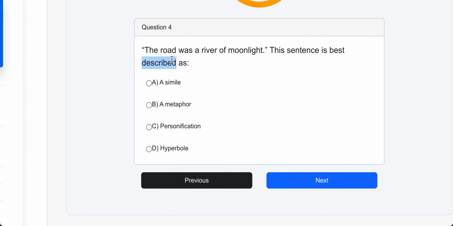So let's go on to question number 4. The road was a river of moonlight. This sentence is best described as a simile, metaphor, personification, or hyperbole. Which one is this? Now, even though we don't have a like or as, understand that this is an implied metaphor. We have a comparison here. The road was a river of moonlight.